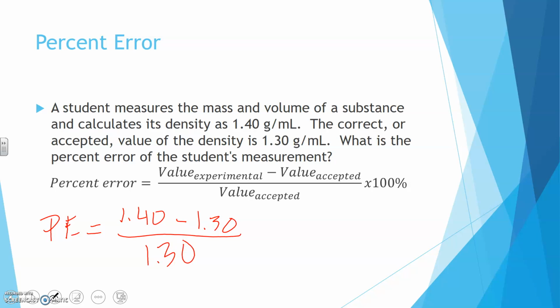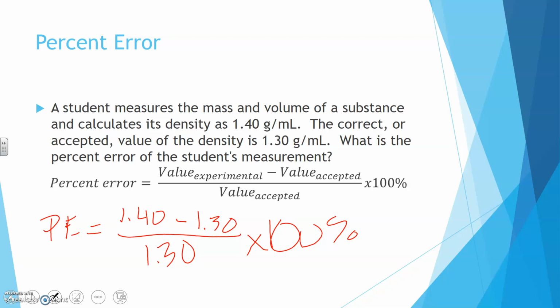If this actual value is very large, generally you will end up with a smaller percent error. If it's a very small value, then it's going to be a very difficult task to get it right on, so you'll end up with a larger percent error. And then of course you want to multiply it by 100%. So if we do this calculation, we've got 1.4 minus 1.3, then divide that by 1.3 and multiply by 100.